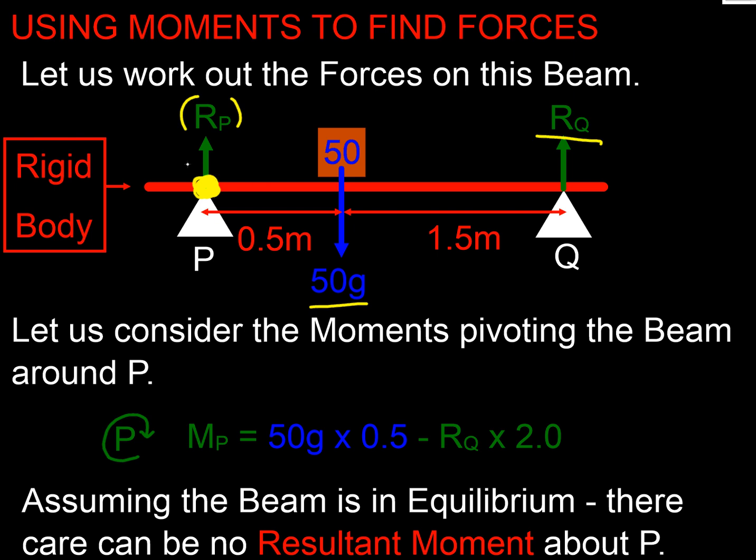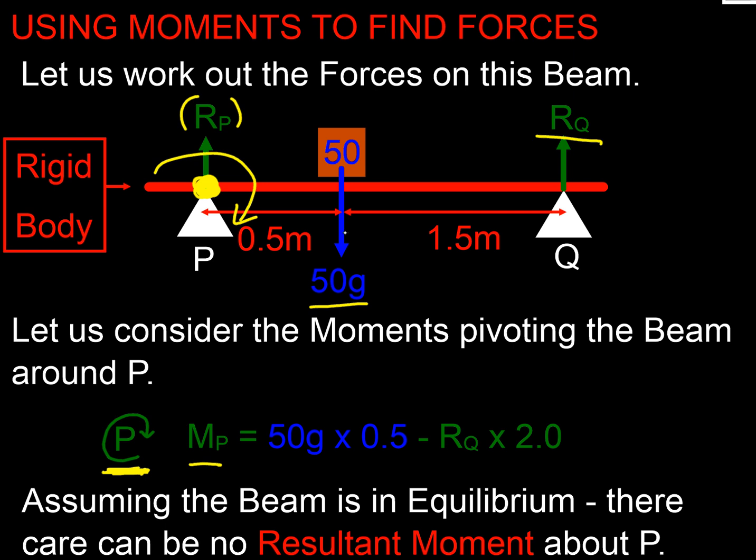I'm going to take moments about P, and I'm going to take them clockwise. Now I would show this, if I'm doing my work, by drawing a symbol here. I've put the letter P because that's the point I'm taking moments around, and then I've put a circular arrow with a direction on it because that's showing that I'm taking that in a clockwise direction. So what's the moment about P then?